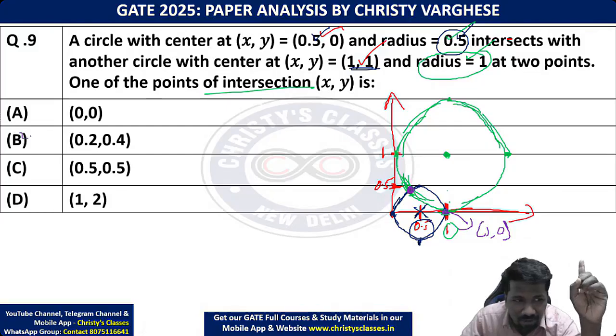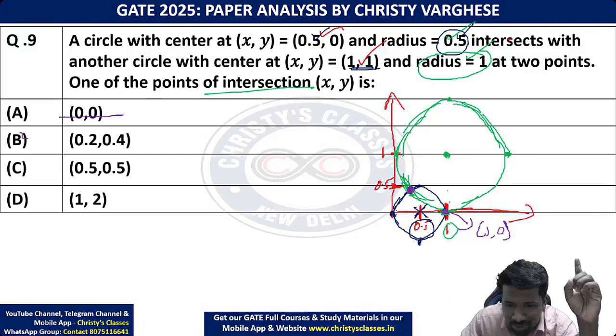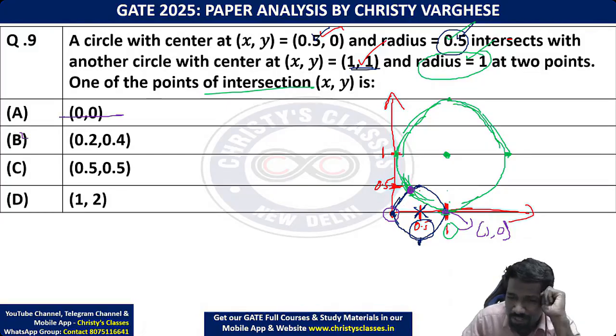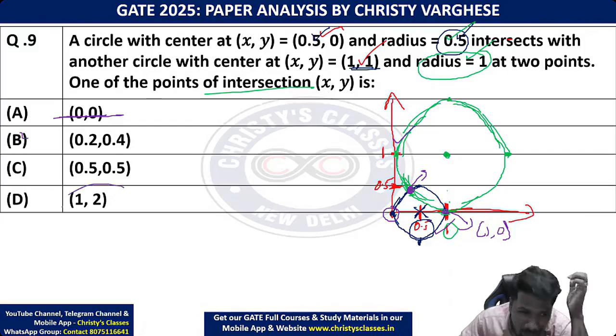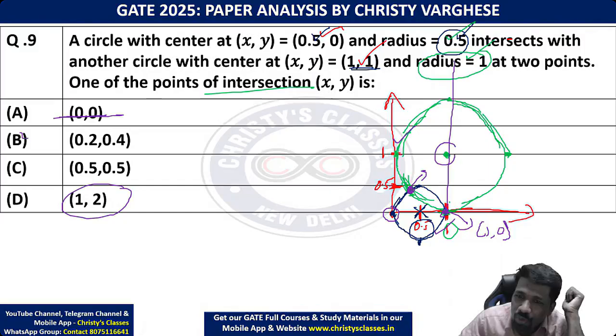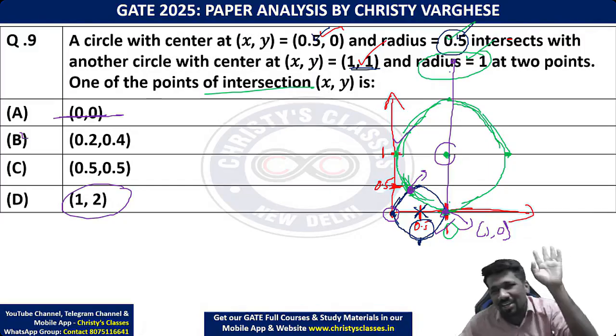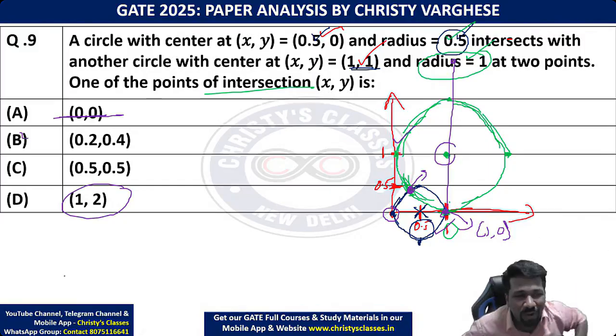आंसर है तो कंफर्म 0 0 आंसर नहीं होगा, बिकॉज 0 0 यहाँ है, दैट इज नॉट अ पॉइंट ऑफ इंटरसेक्शन. ये ग्रीन सर्कल और ये ब्लू सर्कल इंटरसेक्ट करना है, कंफर्म ये पॉइंट 0 0 नहीं है ना, सो 0 0 एलिमिनेट हुआ. 1 2 देखिए, 1 2 ये है, ये 1 है, 2 इज समवेयर हियर, बोथ द सर्कल इज टोटली अवे फ्रॉम 1 2 पॉइंट, तो ये भी एलिमिनेट हो गया.